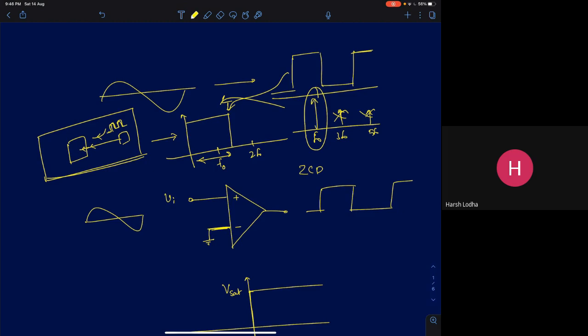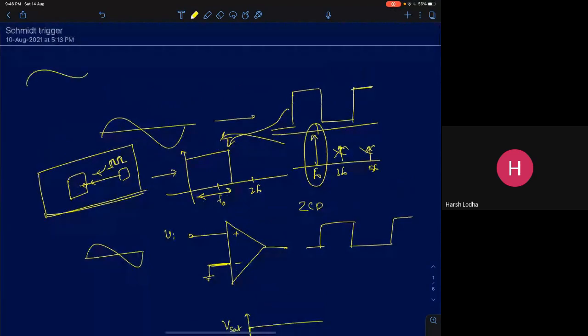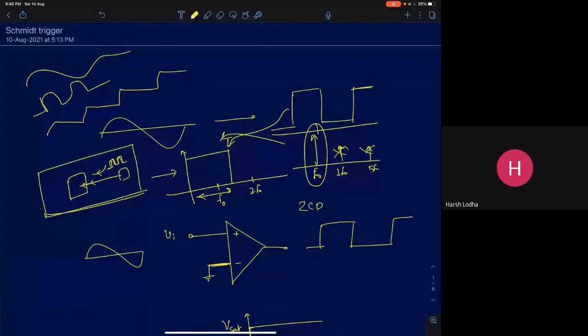Where do we need sine wave to square wave converters? One example is a function generator. A function generator is a device which can generate a host of periodic waveforms. It can generate a periodic sine wave, a periodic square wave, and also a periodic sawtooth waveform or a ramp signal.